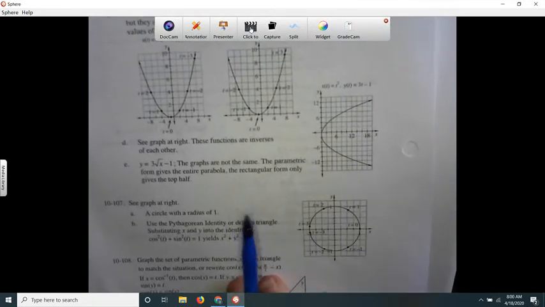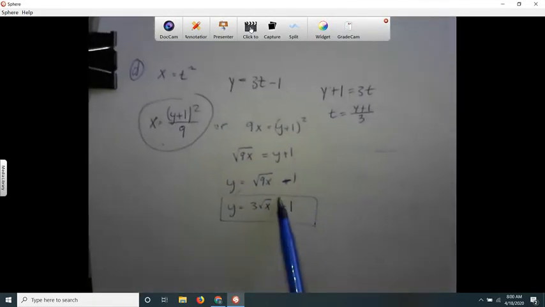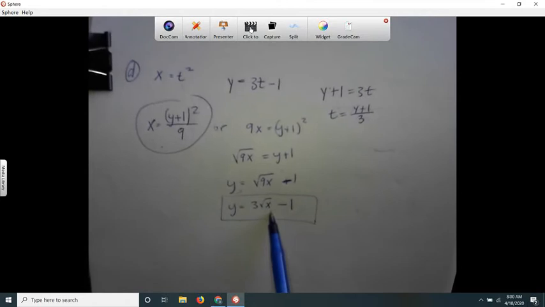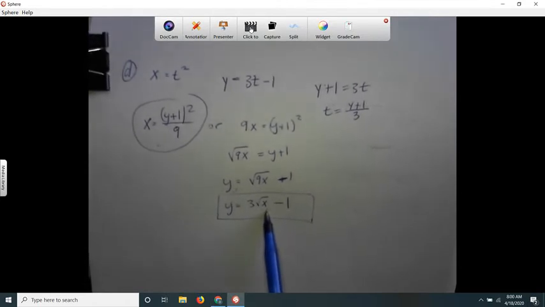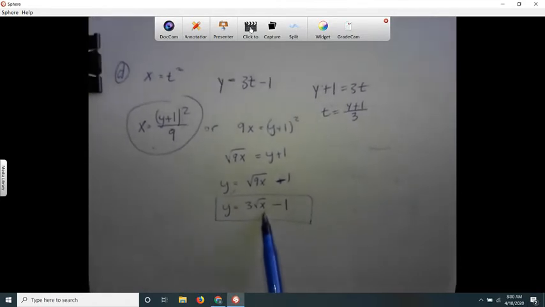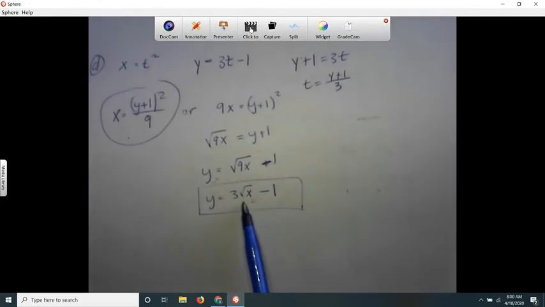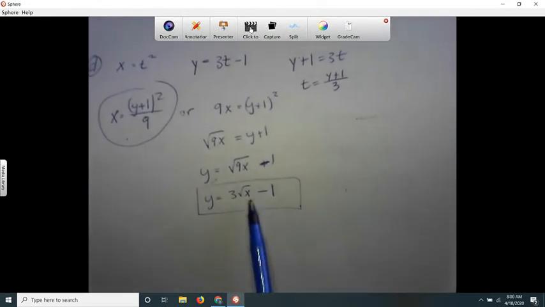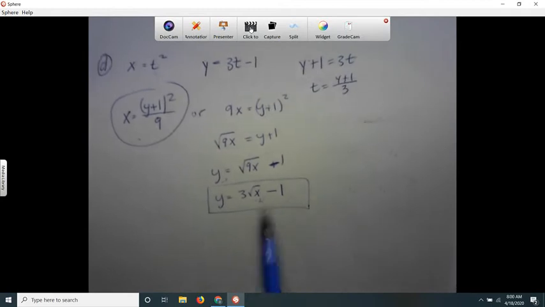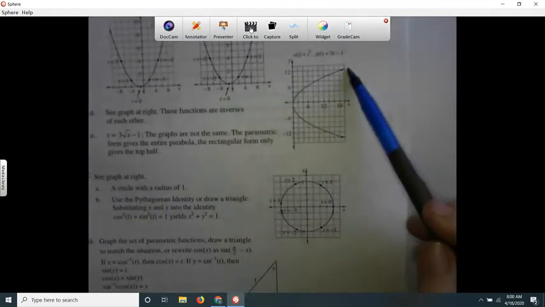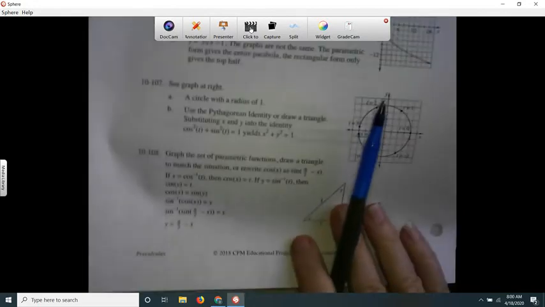But there's a domain restriction. There's a domain restriction because I can't put x's in there that are negative, because then it's not a real number. You can't have the negative square root of something. So I only get half of the parabola, this half. So I think that's what letter E is getting at.